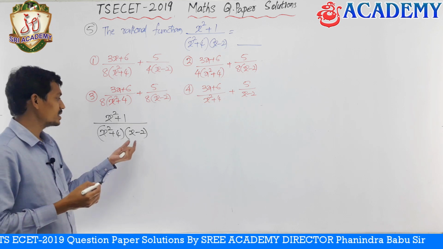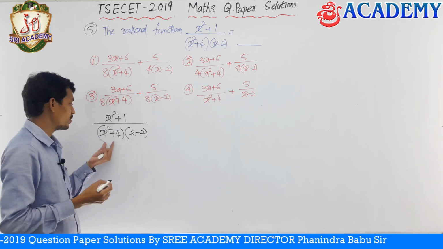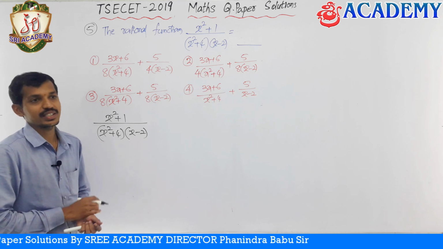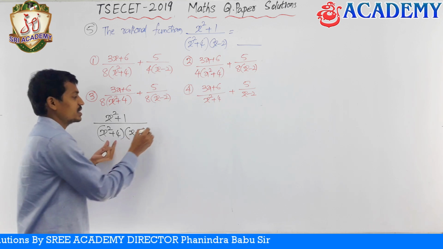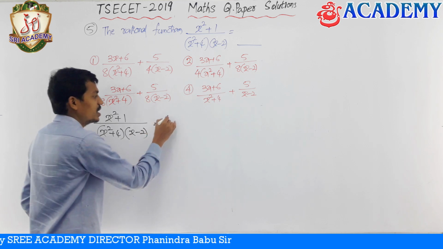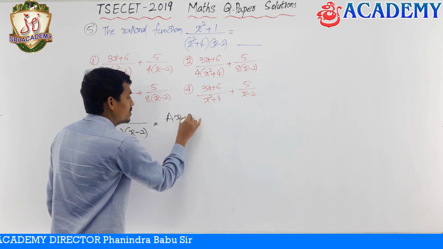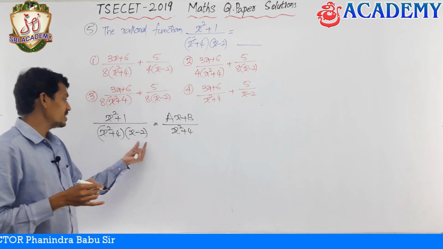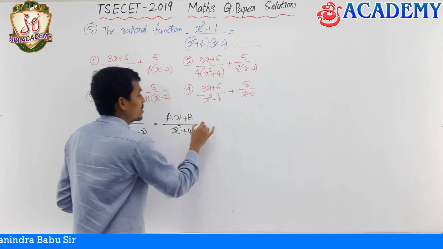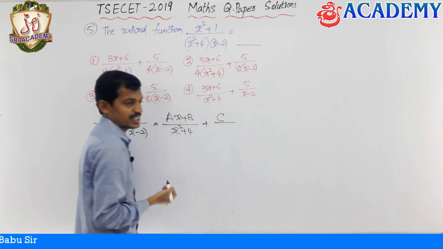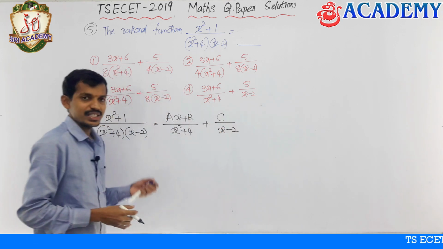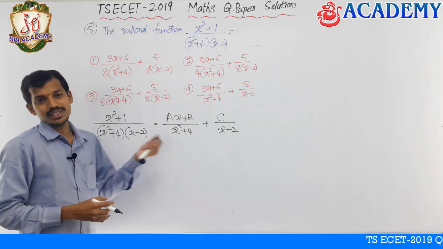In the denominator it has a linear factor and a quadratic factor. This quadratic factor can't be expressed as linear factors. That's why the corresponding partial fraction for this quadratic factor is (Ax plus B) divided by (x square plus 4). And for this linear factor, the corresponding partial fraction has a constant, any constant you can take. I am taking C divided by (x minus 2). These are the rules to write partial fractions.